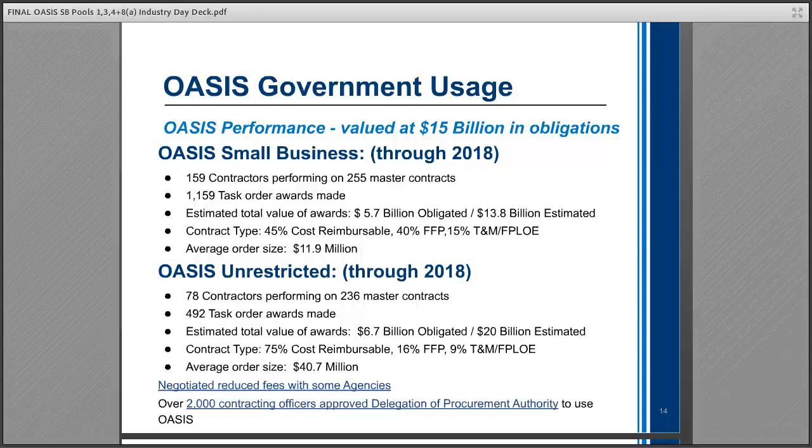OASIS Unrestricted is a little smaller as far as its industry pool, has 78 contractors, and they perform on 236 contracts. They have awarded 492 task orders, and their overall value is about $6.7 billion in obligations, whereas OASIS Small Business was at $5.7 billion. Their primary work on unrestricted is definitely cost reimbursable at 75%, and the average order size is $40 million. And you can also see running totals on our performance on our dashboard that's available on our website at gsa.gov/OASIS.